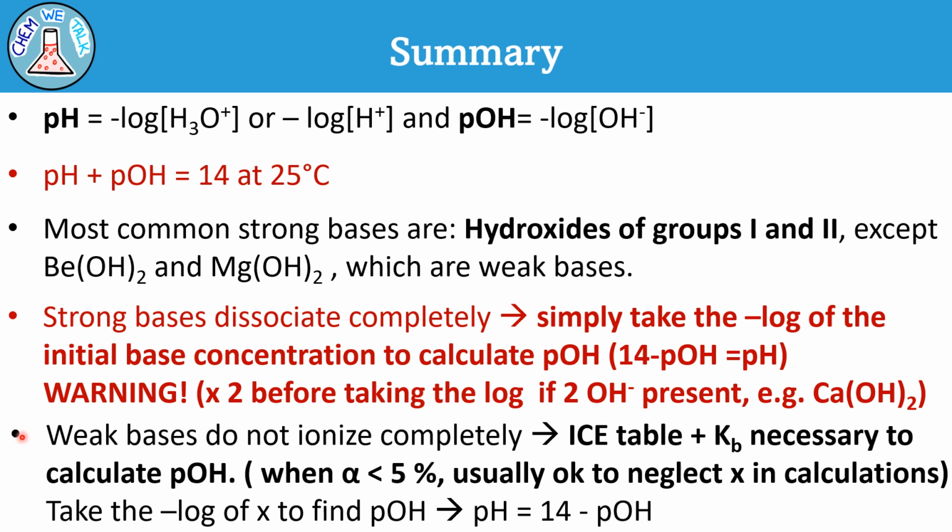And lastly, for weak bases, because they do not ionize completely, we need to use an ICE table and Kb to calculate pOH first. Usually you can make the assumption that the x in your calculation will be negligible as long as the percent ionization is less than 5%. Once you find x, you just take the negative log of that to find pOH, and you can do pH equals 14 minus pOH to solve for pH.